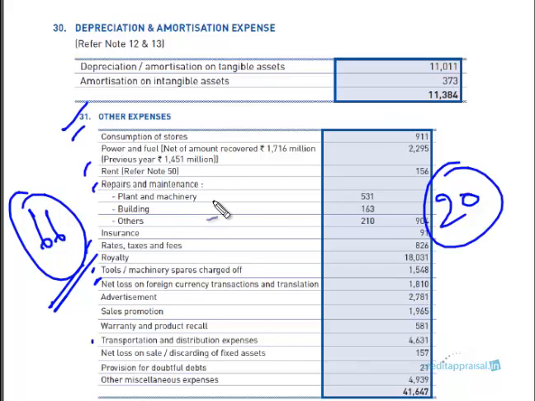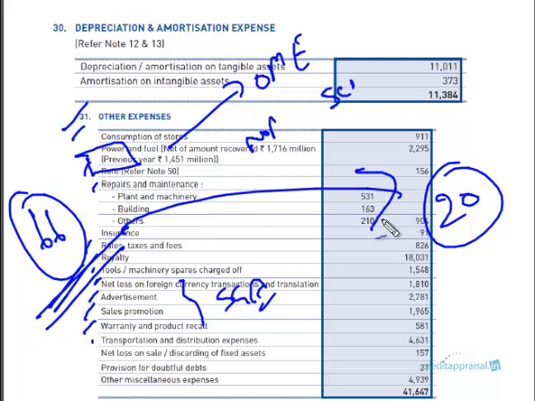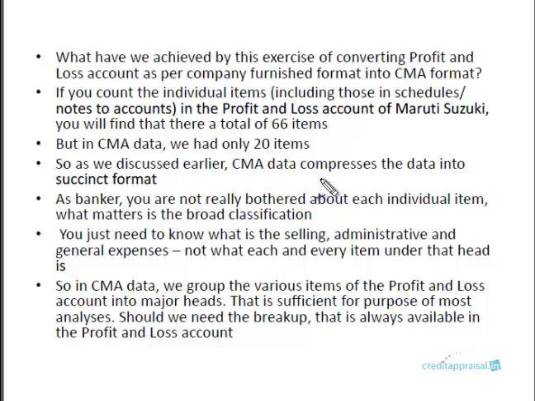For example, rent, we did not show a separate figure in the CMA data. Rent we have put into other manufacturing expense. Similarly, net loss on foreign currency, we put in non-operating expense. Provision for doubtful debts, we put in selling and general expense. Warranty, sales, advertising have all gone into selling and general expense. So by clubbing these various figures, a total of 66 items we have converted into 20 items in the CMA data. So the CMA data compresses the data into a succinct format.